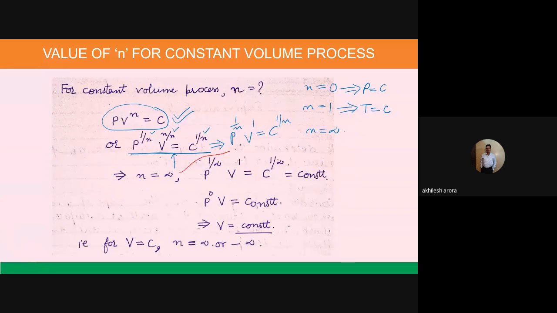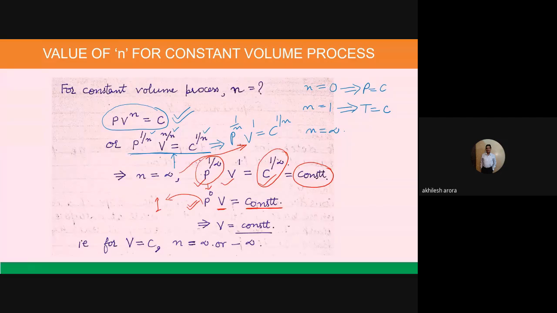For this particular equation, I am going to put the value of n as infinity. So what I will get? P raised to power 1 by infinity, V raised to power 1, and C raised to power 1 by infinity. And this value once again can be said to be equal to constant, because if you see this particular equation, P raised to power 1 by infinity, you will get P raised to power 0. And you know that P raised to power 0 is nothing but 1. So you are left with V is equal to constant.